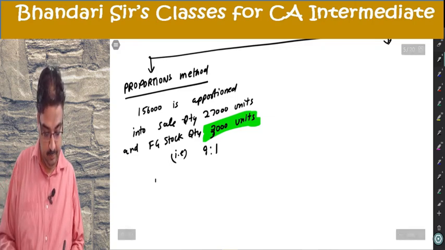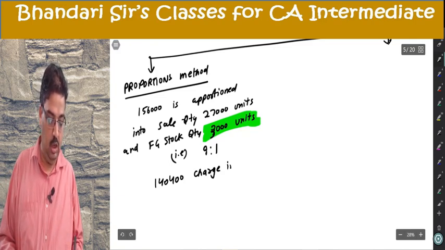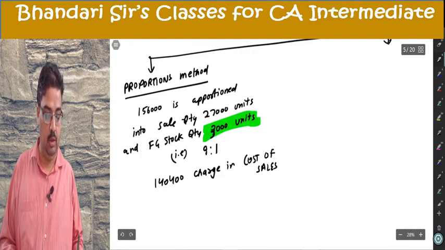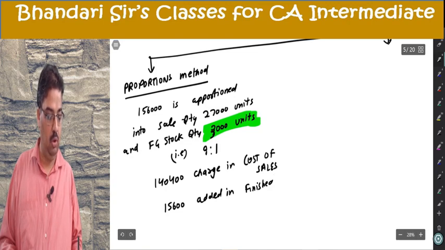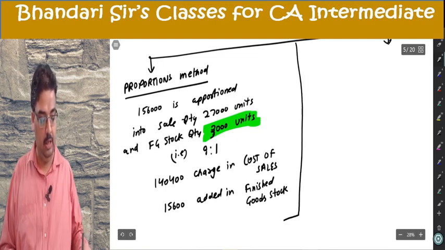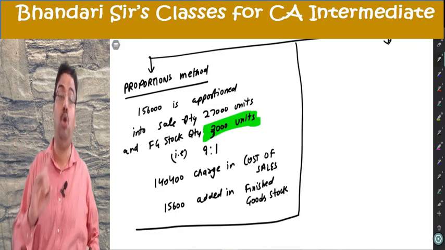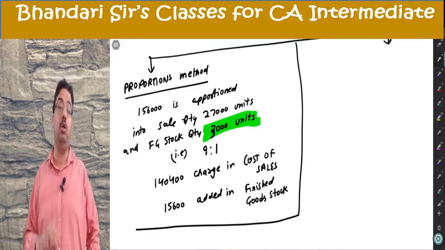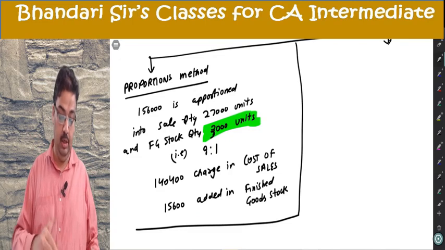You are getting 1,40,400 charge in cost of sales because it relates to sale quantity, and 15,600 added in finished goods stock. The normal error that students do there in exam, they take finished goods stock 30,000, but 30,000 is not stock, it is production of finished goods, out of which 27,000 are sold, only 3,000 is finished goods stock. So make sure it is like this only.